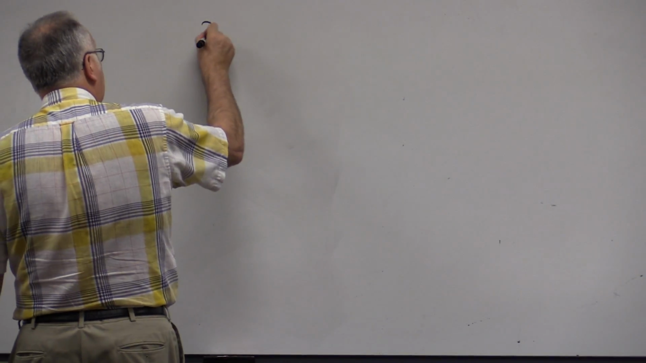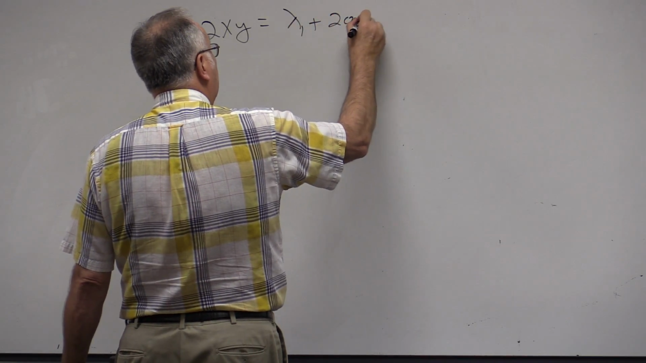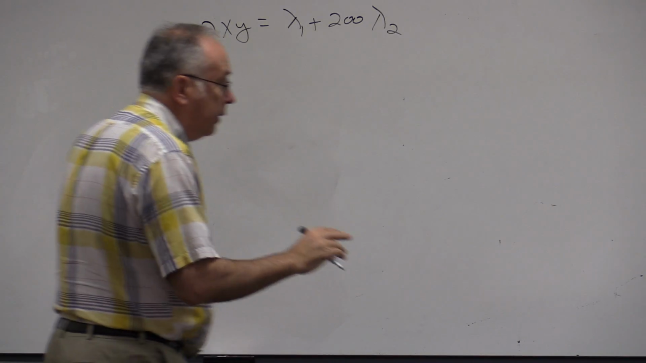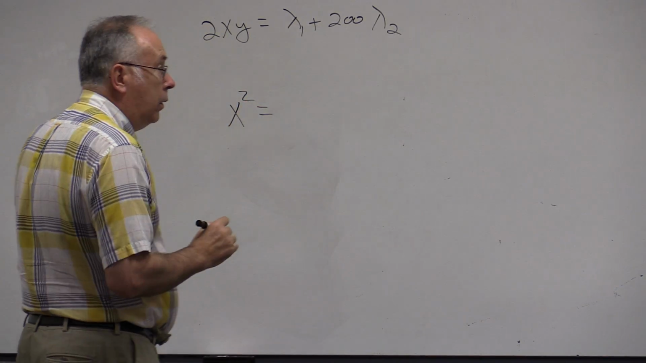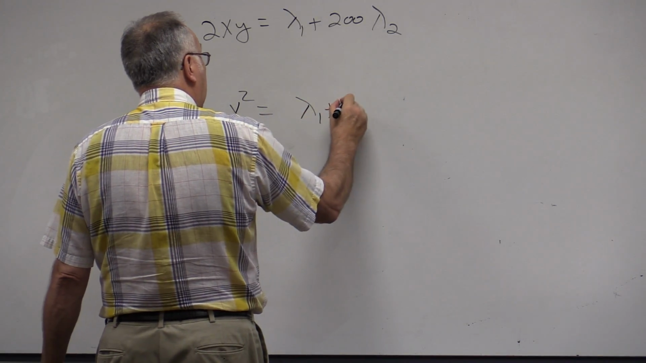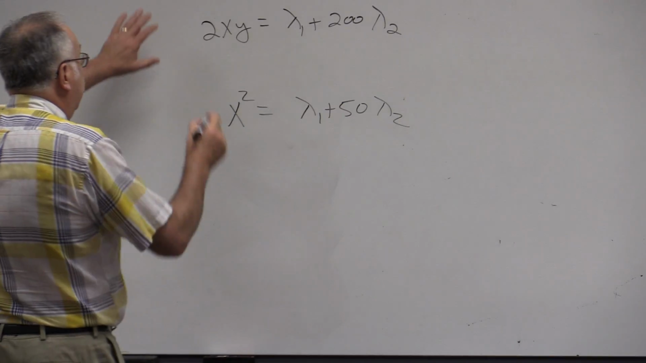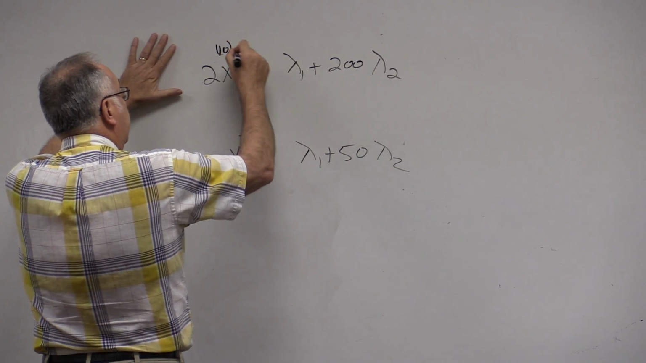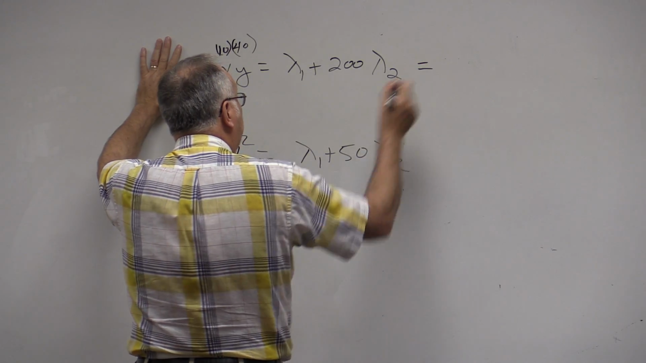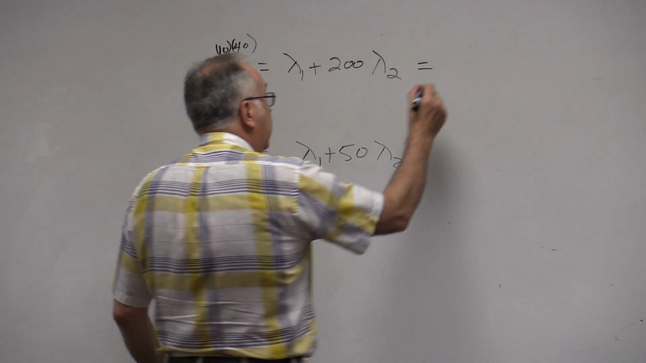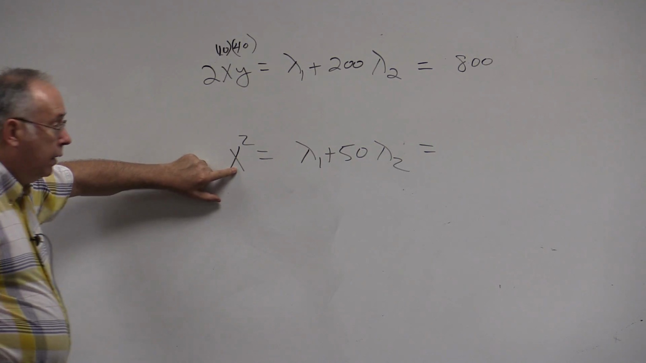So this would be 2xy equals a lambda 1 plus 200 lambda 2. Do the same thing with this equation here, and we would write that as x squared equals a lambda 1 plus 50 lambda 2. Now substitute in our values of x and y, and let's see, x was 10, y was 40. So we could rewrite this equation as lambda 1 plus 200 lambda 2. Let me write the constant over on the right-hand side. It would be 800, wouldn't it? Let me do the same thing here. This is 10 squared is 100. Let me write the 100 over here.